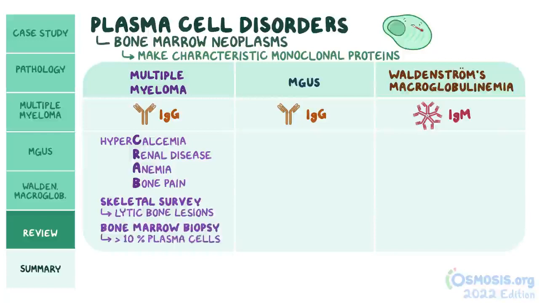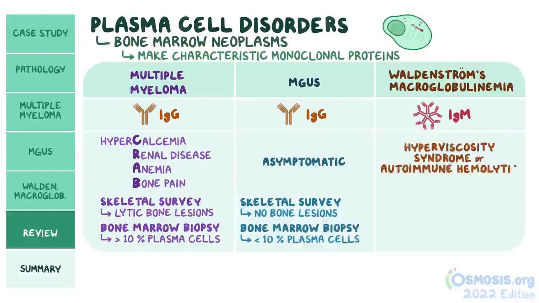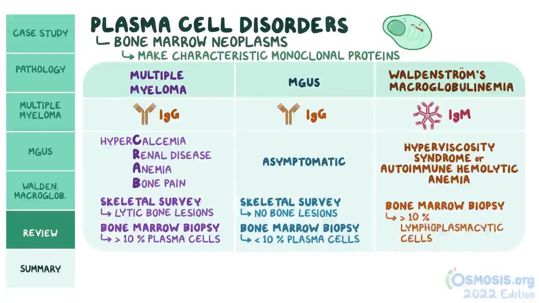MGUS, on the other hand, is usually asymptomatic, with no bone lesions, and a bone marrow biopsy shows less than 10% plasma cells. Waldenstrom's macroglobulinemia patients have hyperviscosity syndrome or autoimmune hemolytic anemia. A bone marrow biopsy often shows more than 10% lymphoplasmacytic cells.